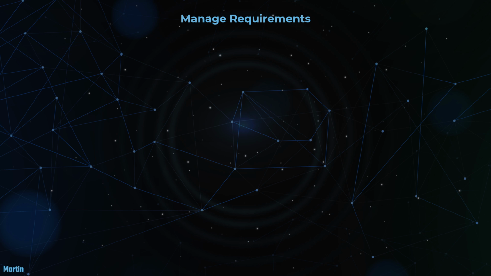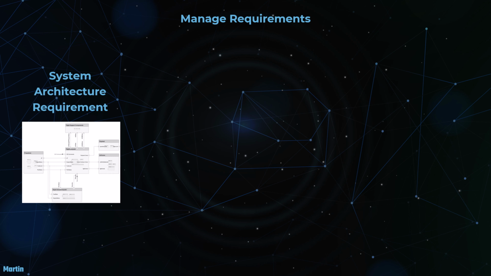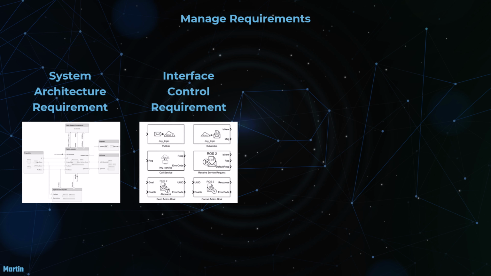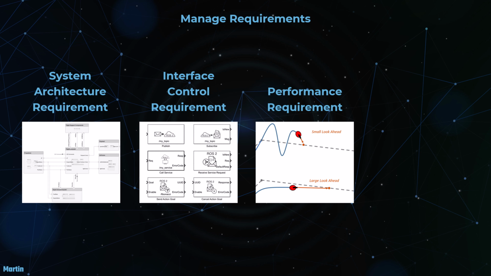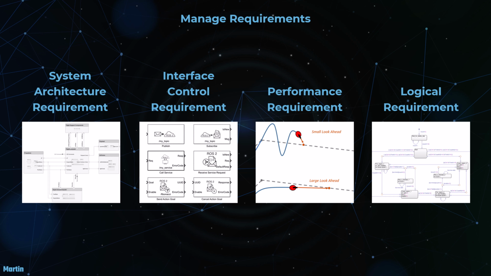You might be familiar with these types of requirements. System architecture requirements. These can be created directly in Simulink to define the overall structure and design of the system. Interface control requirements, such as ROS 2 publisher and subscriber specifications, ensuring proper communication between components. Performance requirements. For the pure pursuit controller, ensure that it meets the desired speed and accuracy. Logical requirements. For supervisory logic control, defining the decision-making processes within the system.